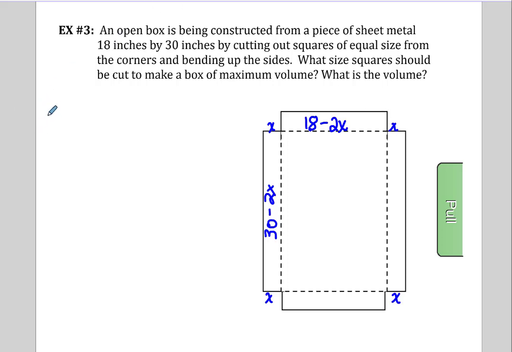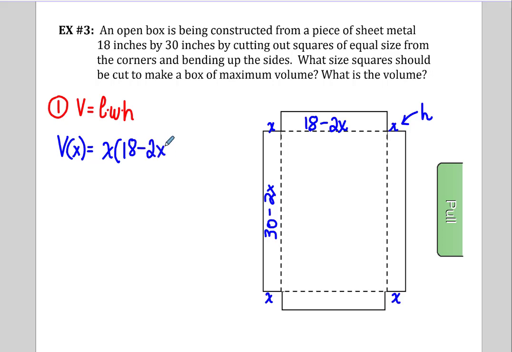May need our calculator. So first of all, let's talk about the volume of the box. So volume is length times width times height. And we want to write our volume in terms of x. So we have a length that's 30 minus 2x, a width that's 18 minus 2x, and this x is our height. So we have x times 18 minus 2x times 30 minus 2x.